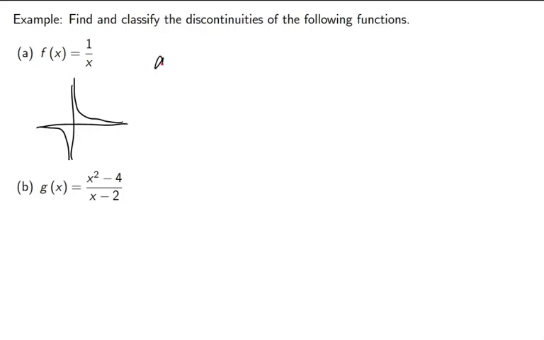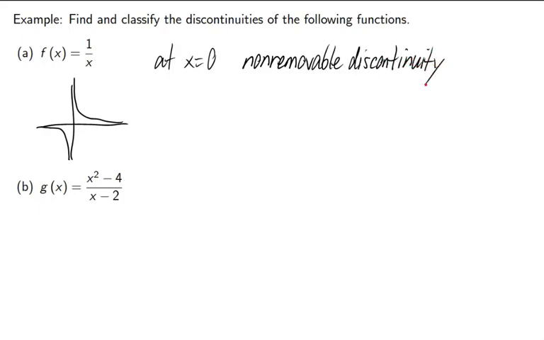So at 0, there's a non-removable discontinuity, and specifically we would actually call this thing an infinite discontinuity. This is where we split apart the non-removable a bit. Non-removable in that there is no way that I could put a new point into this graph to fix this. The limit just flat out doesn't exist in general.